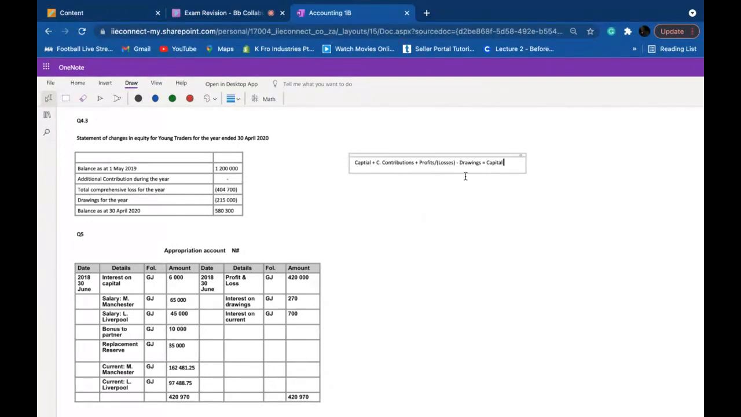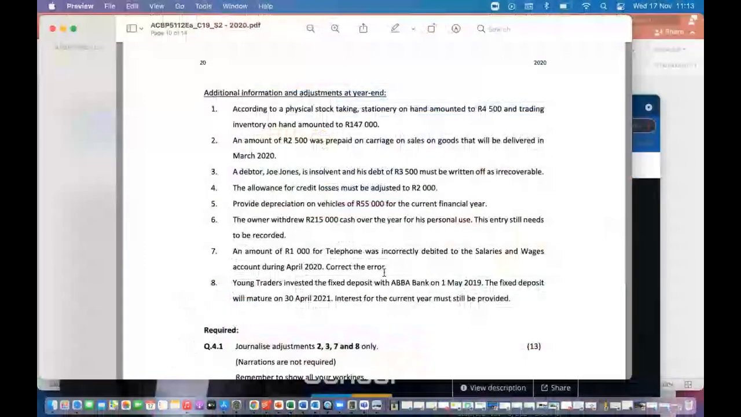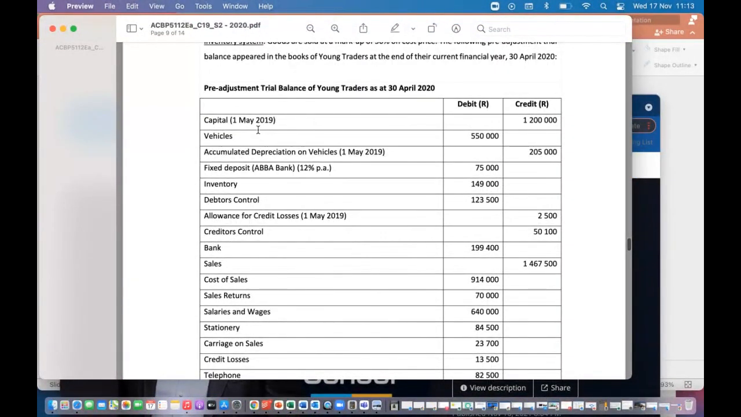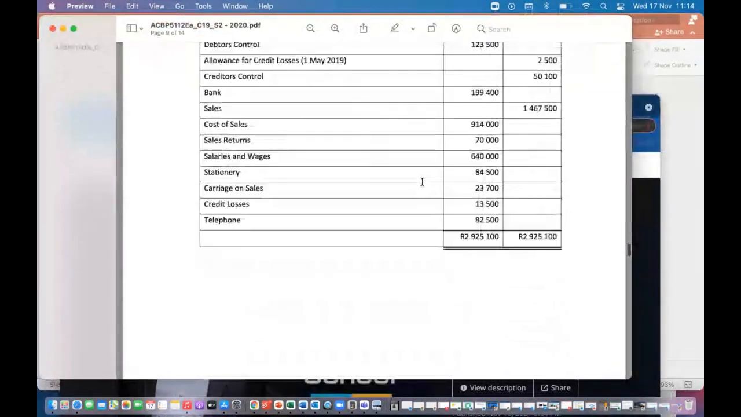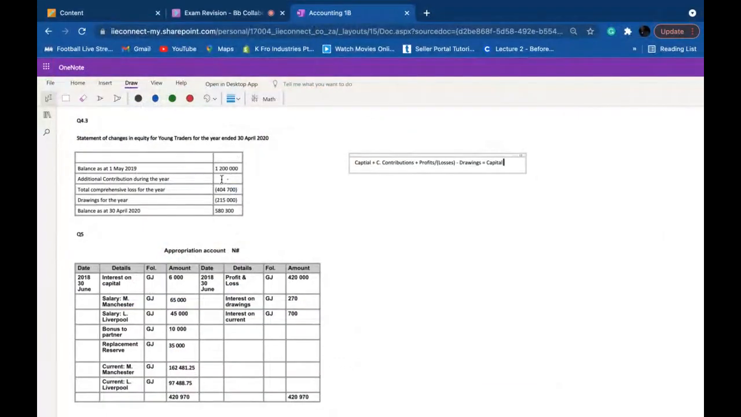All right, so this is your statement of changes in equity. You don't need to cram this, okay? So literally you have gone to your question paper and you would have gone to capital there, 1 May, can you see? 2019, what are we doing it for? 30 April 2020, okay, year end. So that's your opening balance, okay? That's your opening balance, 1,000. We didn't see anywhere where they wrote about additional contributions.